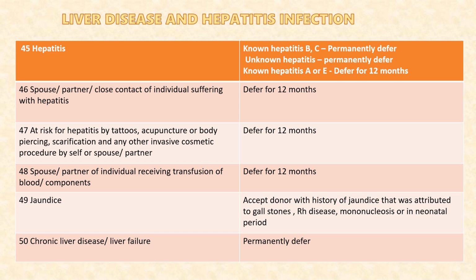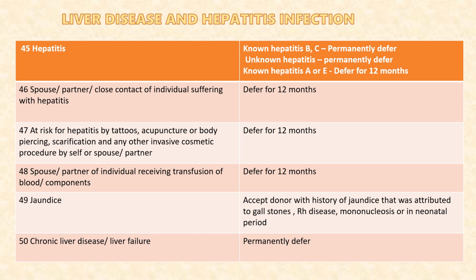For liver diseases like hepatitis, if there is a known hepatitis B and C or unknown hepatitis, you have to permanently defer. In case of hepatitis A and E, defer for 12 months. If the spouse, partner, or close contact is an individual who is suffering from hepatitis, then the deferral period is 12 months. If a donor is at risk of hepatitis by tattoos, acupuncture, body piercing, or other things, then defer for 12 months.